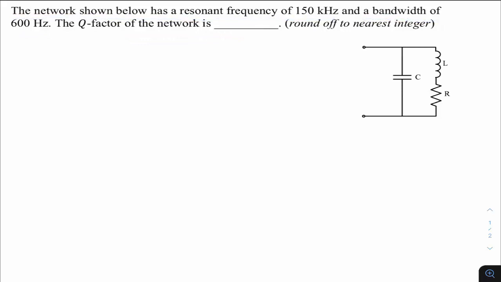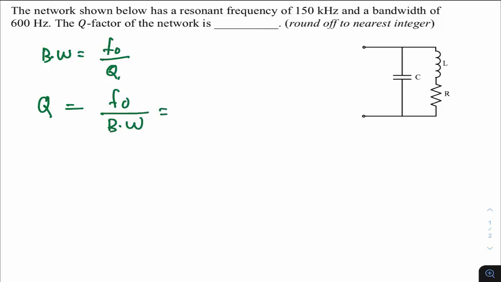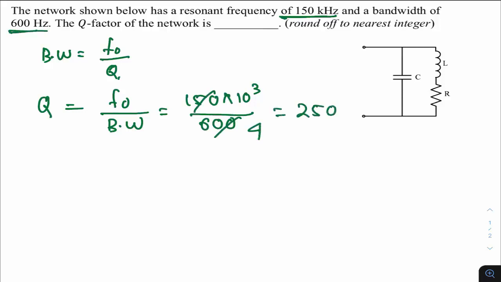Okay, so we have seen in the theory that bandwidth is given by resonant frequency divided by quality factor. So quality factor Q is equal to resonant frequency f0 divided by bandwidth. Here the resonant frequency is 150 kilohertz, so it is 150 into 10 raised to power 3, and the bandwidth is 600 hertz. So 150 by 600 into 1000 is 1000 by 4, that happens to be 250. So this answer is 250.